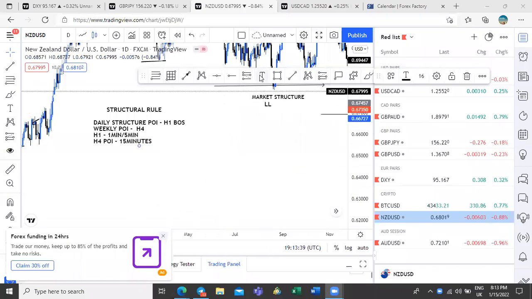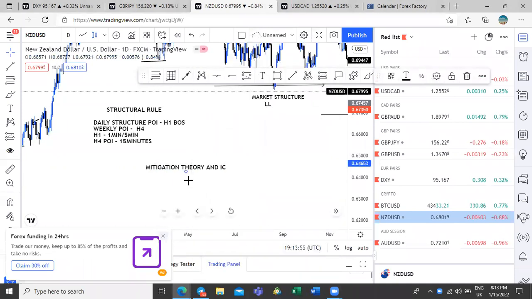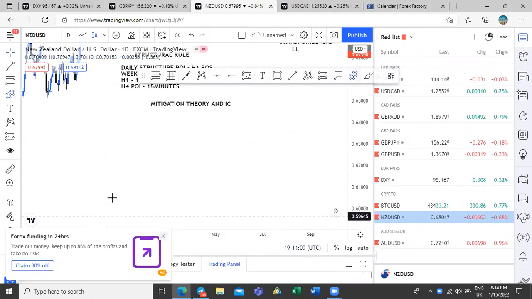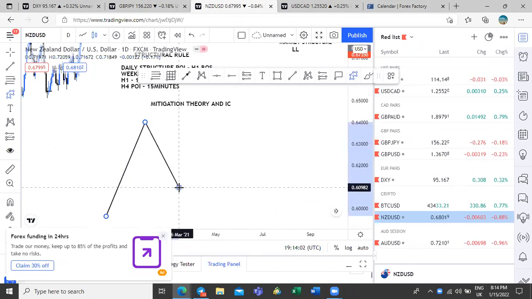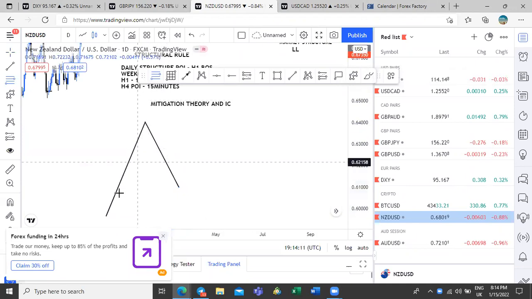Good. So we started with mitigation theory, and IC, right? So basically, I started off from the fact that yesterday smart money looked to buy anywhere below the 50%. We established the fact that anywhere smart money always looks to buy is anywhere below the 50%.